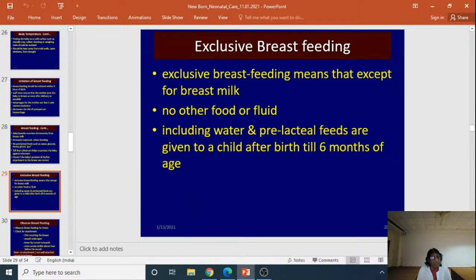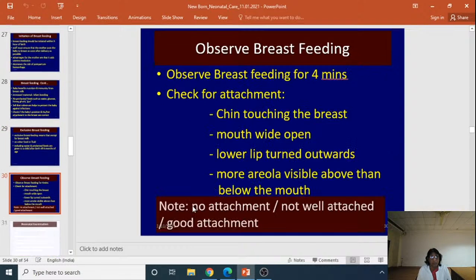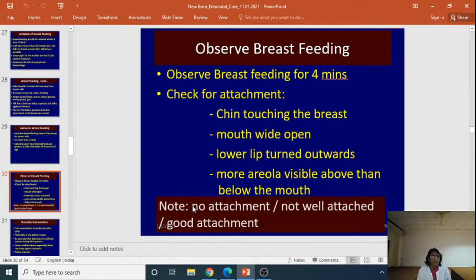Exclusive breastfeeding is nothing but only giving breast milk for the first 6 months of age. This is asked in the exam and it's a short note. Then you have to observe the mother at least for 4 minutes how she is feeding the baby through breast. All those things you will learn in your pediatrics.